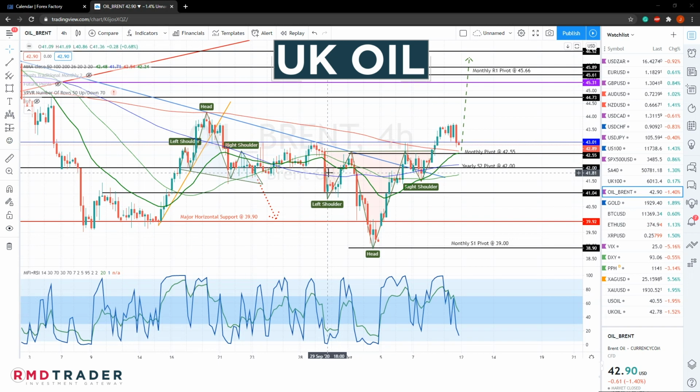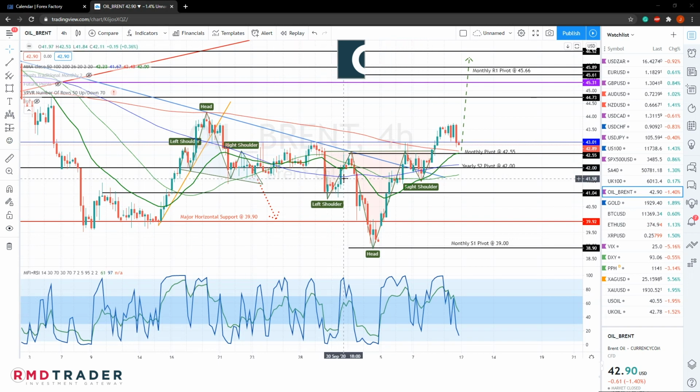And we are moving on to Brent crude oil. Brent crude last week managed to break above the diagonal, and then initially got rejected from our 4-hour 200 SMA, retested the breakout area and also this yearly USD pivot at 42, also the area where we met up with the 4-hour 100 SMA.